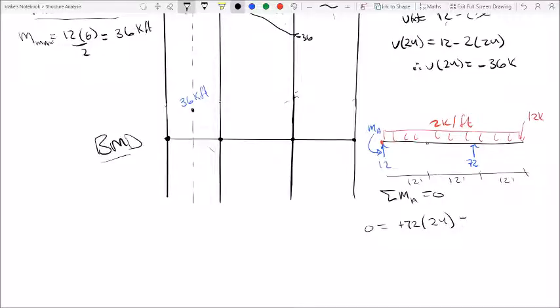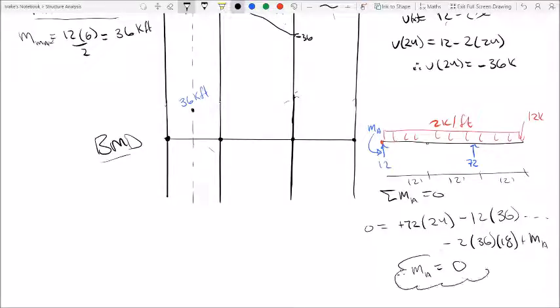Now 12 is clockwise, 36, and the 2 is clockwise, so the UDL is clockwise, so minus 2 times 36, and that's the area under the UDL. Now we just need the center of the UDL, so 36 divided by 2 was 18. When you do the math, you'll see the moment at A is actually equal to 0.